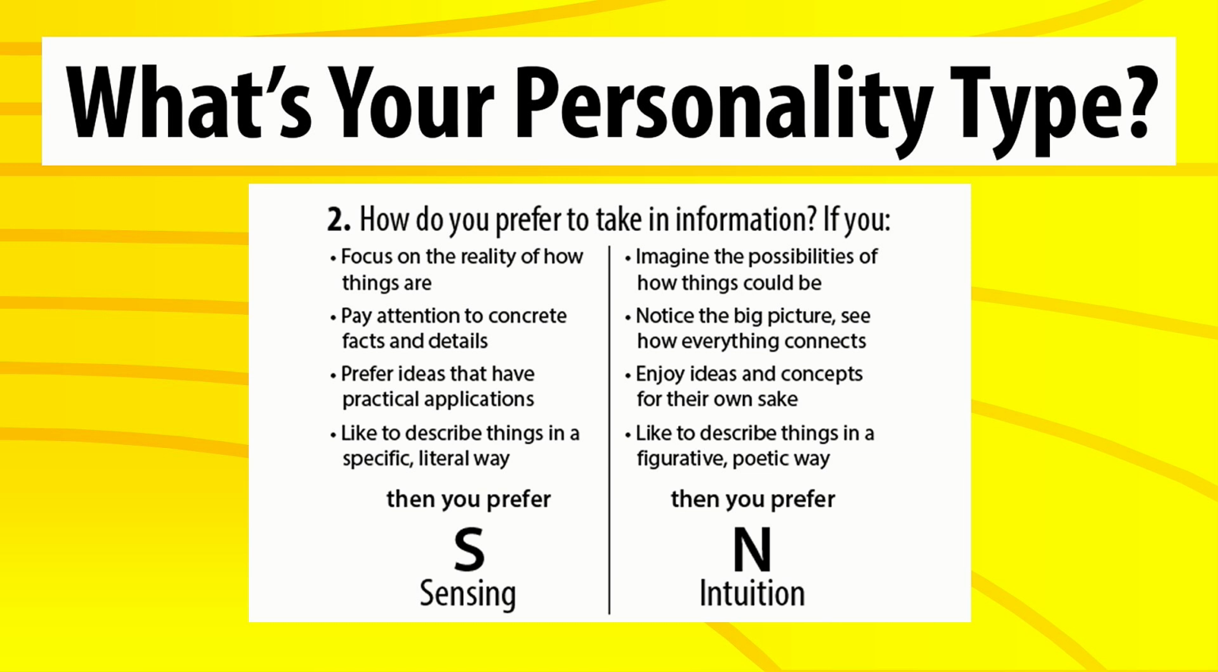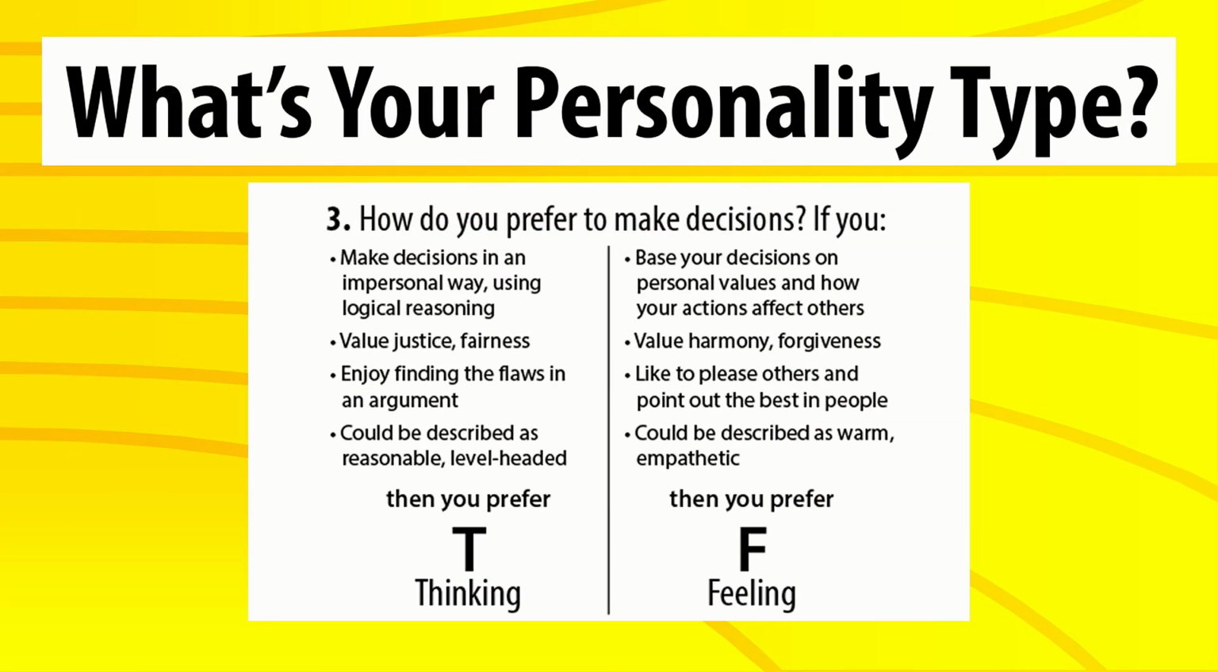Now you need to read through that one because it's not obvious exactly what that means. Sensing has to do with concrete facts. Intuition has to do with the bigger picture. Then the third letter is either a T or an F. How do you prefer to make decisions? Are you more toward the thinking or more toward the feeling? That's the one I think you could get mixed up with intuitive and sensing.